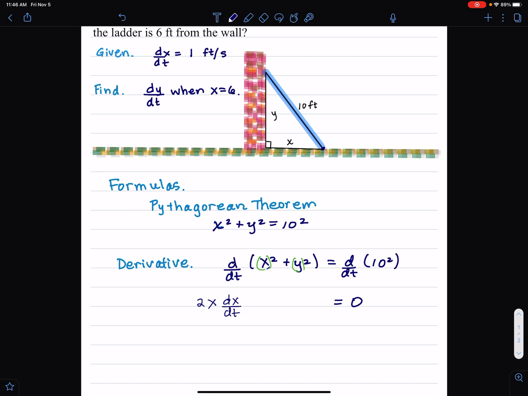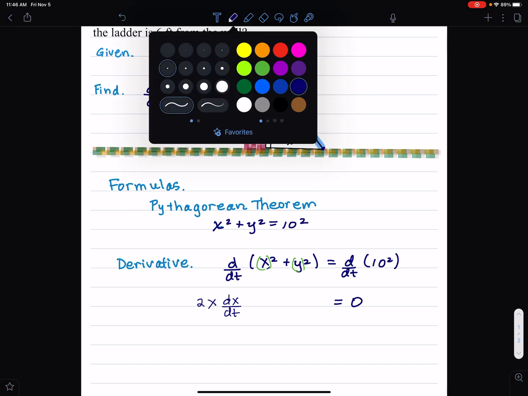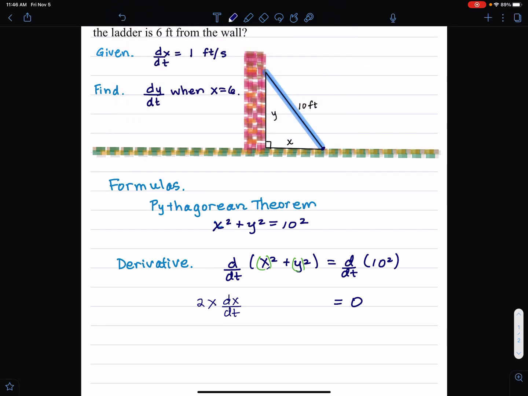By the way, we could call that x prime. I do that pretty often because it's a little easier to write x prime than dx/dt.